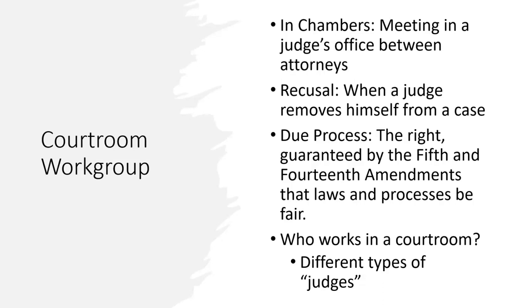You could have interpreters. You could have victim advocates. You could have CASA, court-appointed special advocate volunteers. Generally, in the adult world, in sentencing courts, you're probably going to have a probation officer. In the juvenile world, you're going to have a probation officer for every hearing. So there are a lot of people that could be involved in the courtroom work group. And then at the very end here, you'll see it says different types of judges.